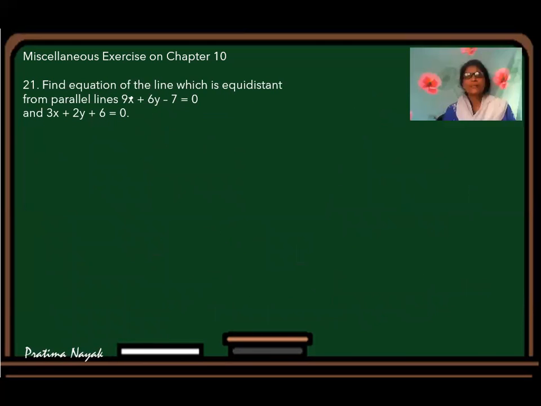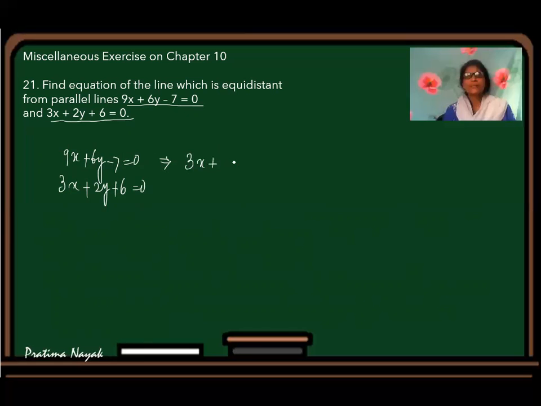Next is 21. Find the equation of the line which is equidistant from the parallel lines 9x plus 6y minus 7 is 0 and 3x plus 2y plus 6 is 0. So these are two parallel lines. One is 9x plus 6y minus 7 is 0, the other 3x plus 2y plus 6 is 0. In the first line, I'm dividing throughout by 3 to get the x, y coefficients the same: 3x plus 2y minus 7 by 3 is 0.